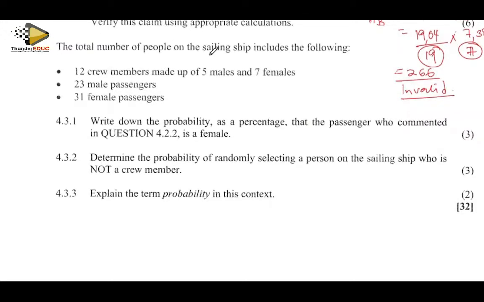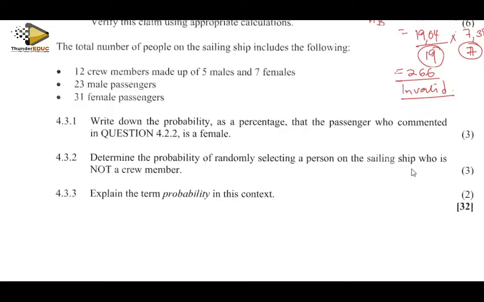The total number of people on the sailing ship includes the following: 12 crew members made up of 5 male and 7 female, 23 male passengers and 31 female passengers. Write down the probability as a percentage that the passenger who committed in question number 4.2.2 is a female.